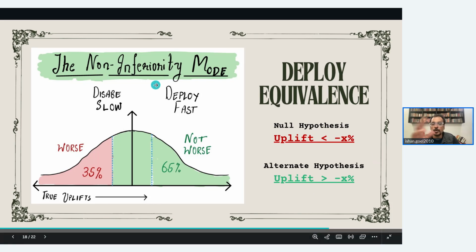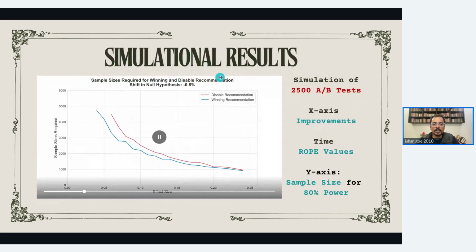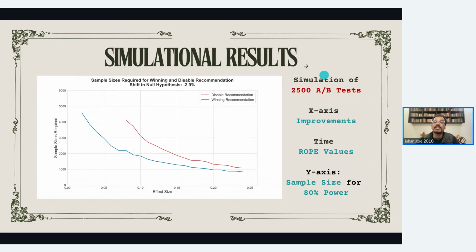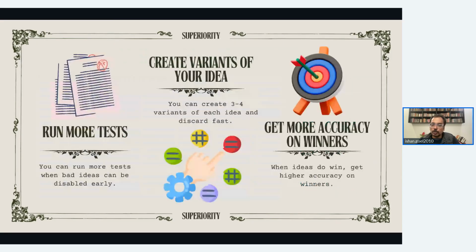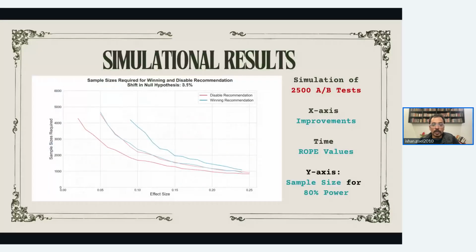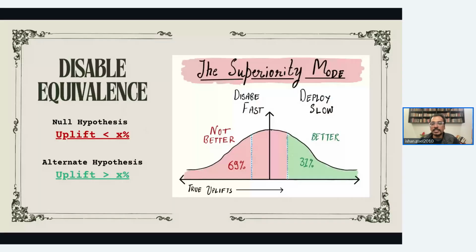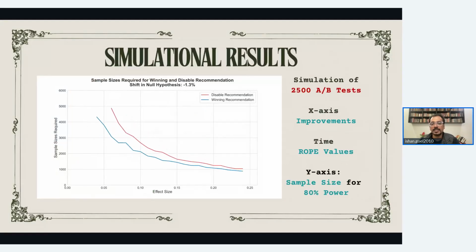So non-inferiority mode is exactly the opposite. Now I want to show you the graph for non-inferiority as well. So again, I ran the same simulation that I had shown you earlier. Earlier, I had shown for the superiority mode where disable becomes cheap and winning becomes costly. In the case of non-inferiority, it is exactly the reverse. Winning becomes cheaper, winning is faster, and disable becomes harder.